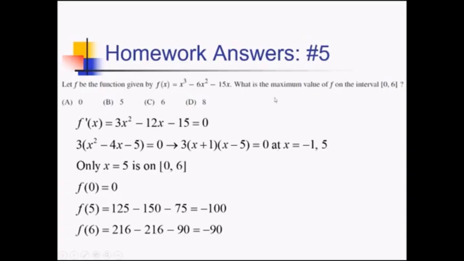Now we were looking for the max. So we have 2 negative numbers and 0. Well, 0 wins. That's the max. So the maximum value then is just going to be 0, choice A.